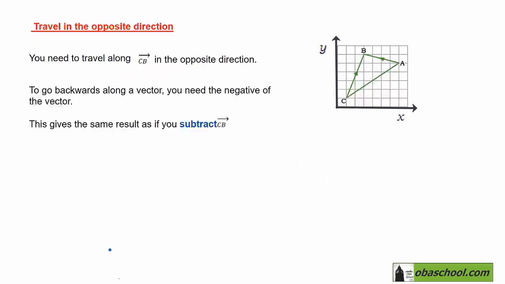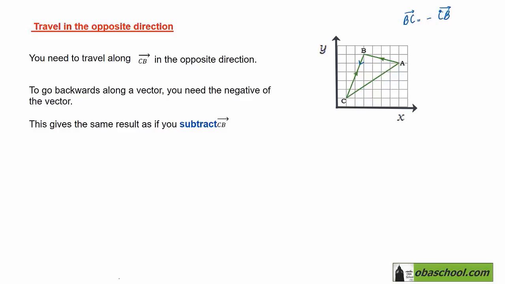So you can do that by writing the negative form, which in such case is the opposite sign. This gives the same result as if you subtract the vector CB. Since we are going in the negative direction, we say that we are traveling along minus vector CB. And we said minus vector CB because we are traveling along the opposite direction of the original vector CB, which was from C to B. But minus vector CB is basically from B to C.